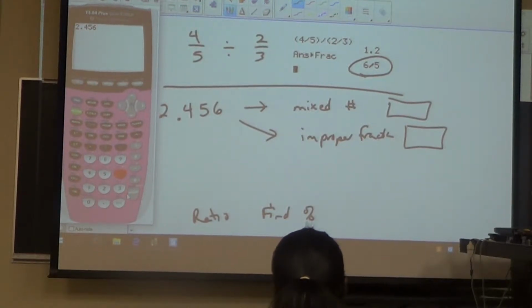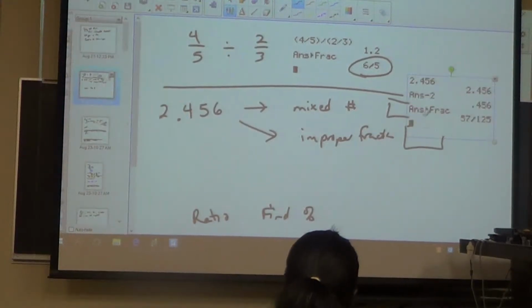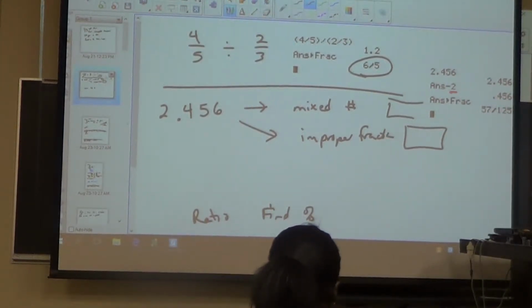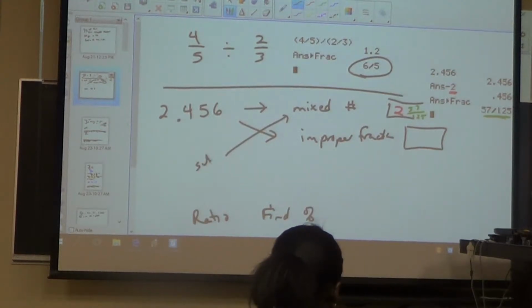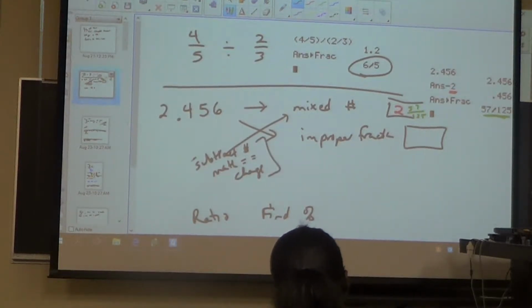So there's my answer. I'm going to do the mixed number, I'm going to subtract the dollars, and then I'm going to math, enter the change. So when it says mixed number, it's just making sure that I'm on my game. It's 2 and 57 over 125. So they just want to know that mixed number is when you subtract the dollars and you math, enter the change. That's what you're going to do when it says mixed number.